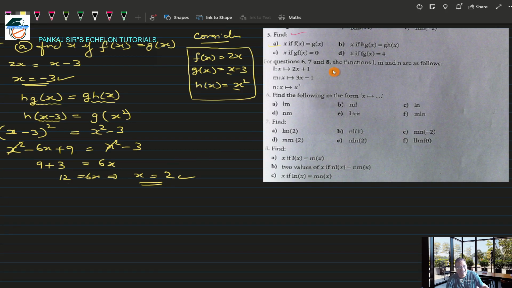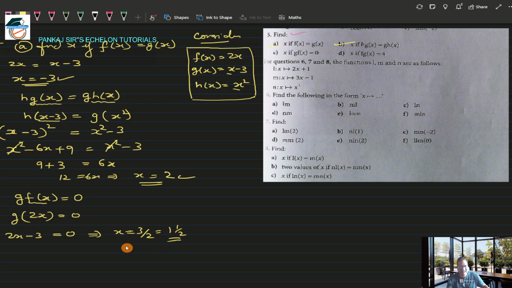Now B is also done with. C is find X if GF of X is equal to 0. Again, starting from the inside function, f of X is 2x. I'll write 2x and here I'll write g. So g of 2x is equal to 0. Now to find g of 2x, I'll have to take help of g of x. G of x is x minus 3. So in place of x, I'm going to put now 2x. So it becomes 2x minus 3 equal to 0. This gives me x equal to 3 by 2, or you can say 1.5. Fine. Now coming to question number D.